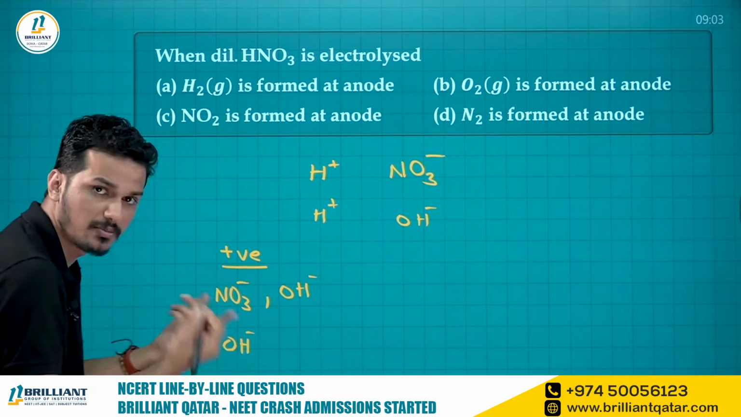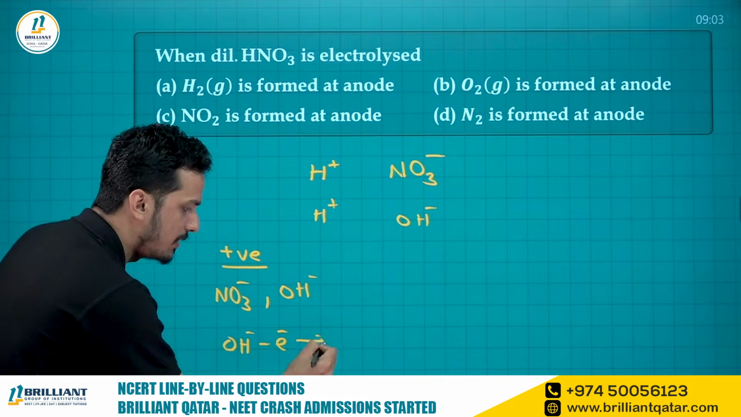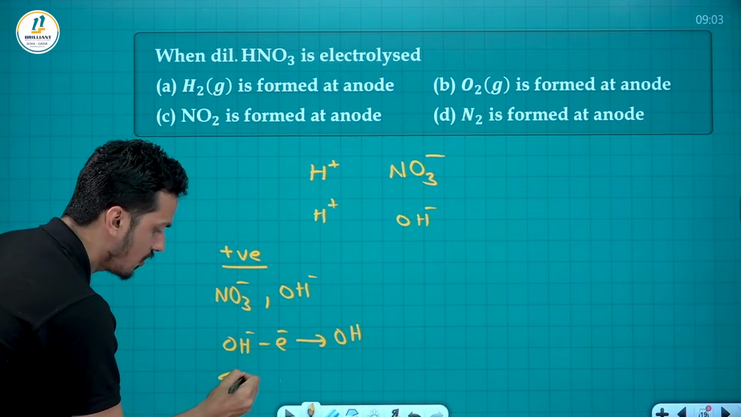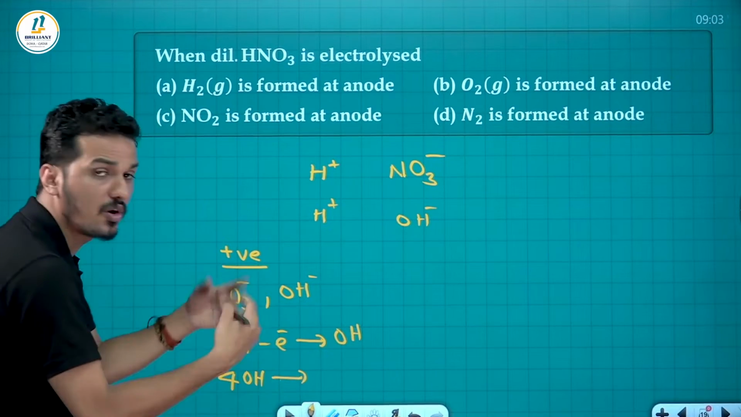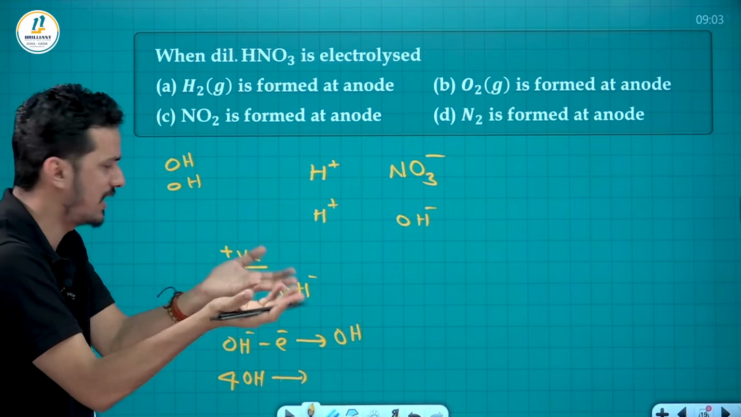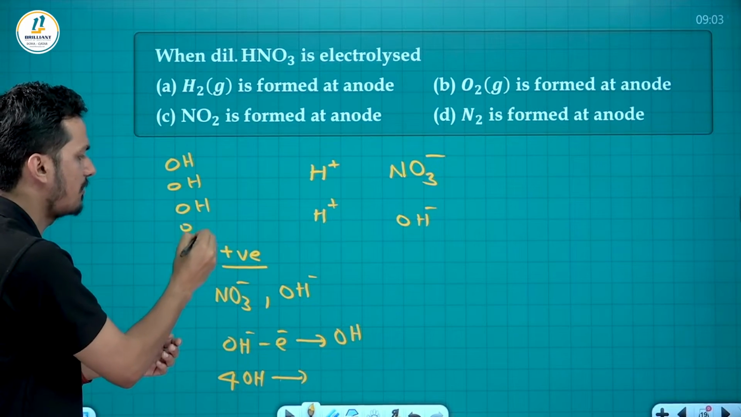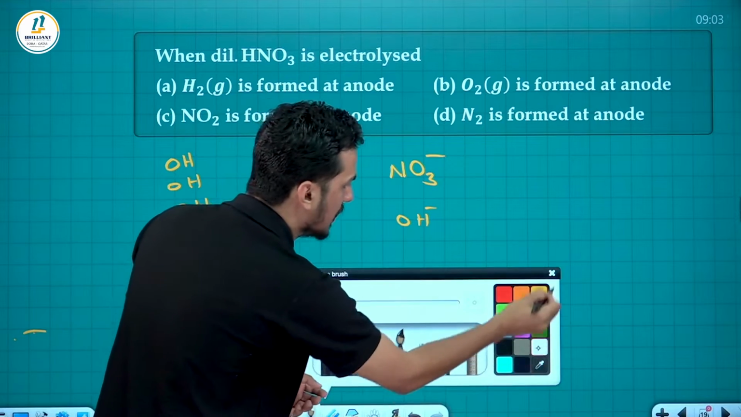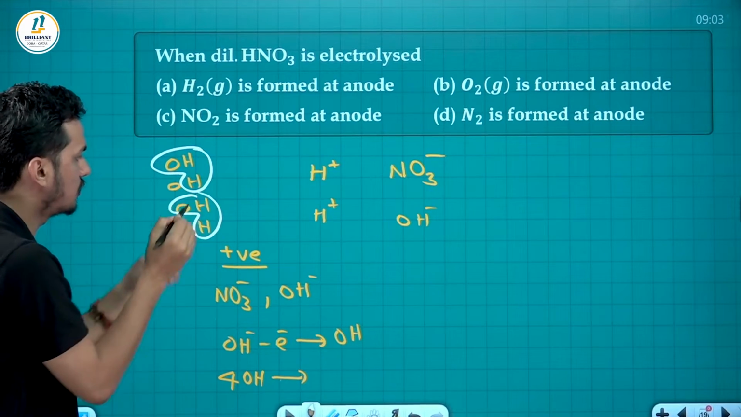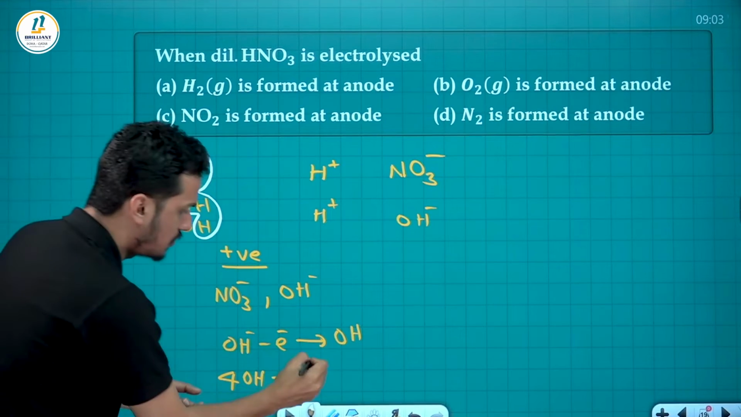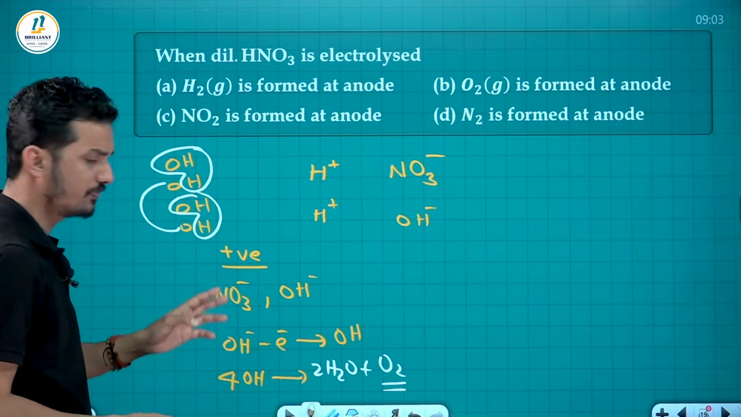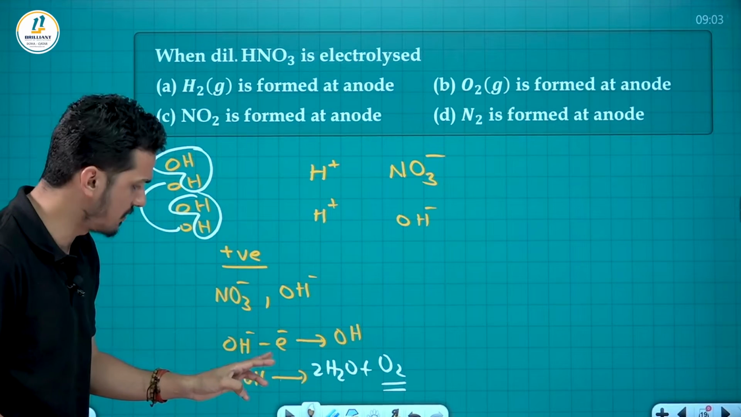OH minus will discharge, meaning it will lose one electron and become OH. Four OH will combine together. I'm making it simple. If I write it, 4 OH will combine together to give one H2O, another H2O, so 2 H2O plus O2. So you will get oxygen.